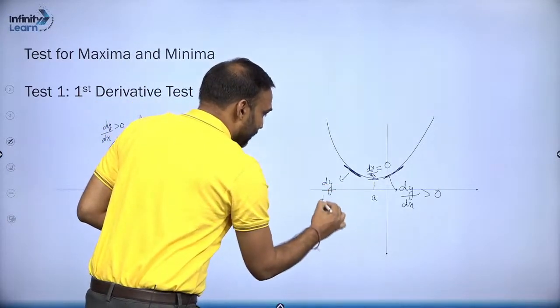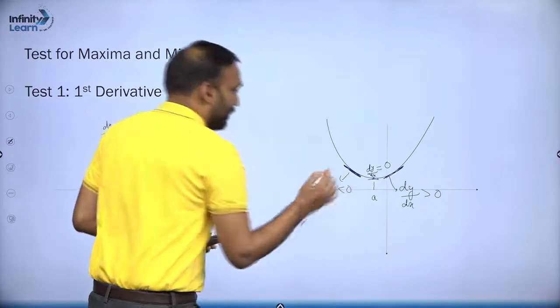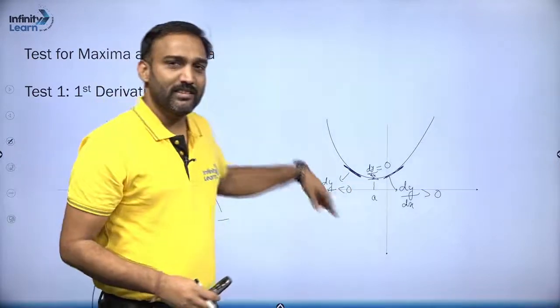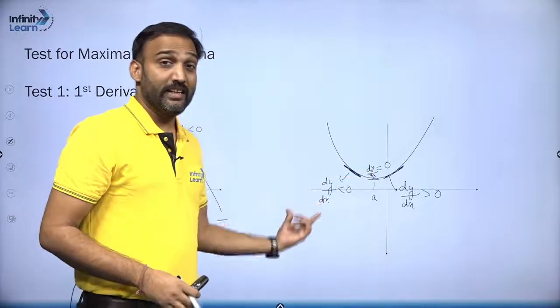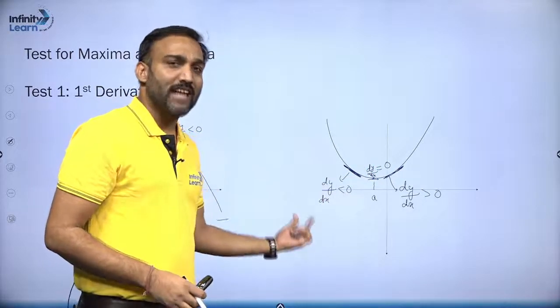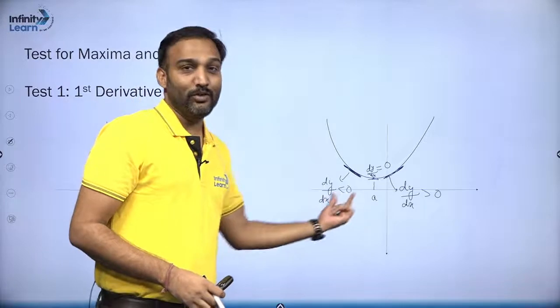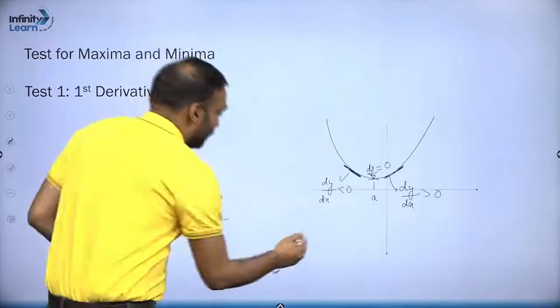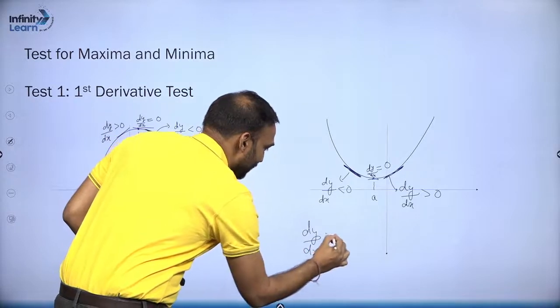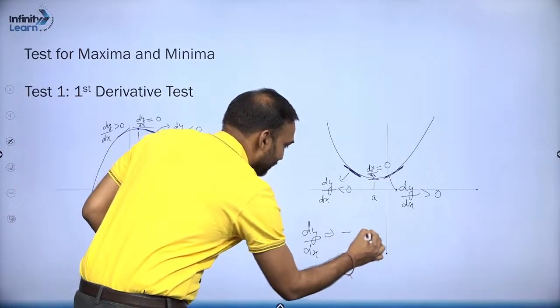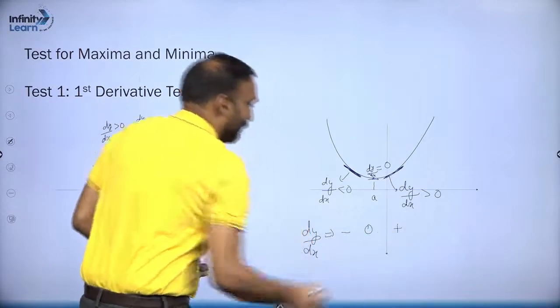So I can write dy by dx is negative. Now if you observe, when there is a local minima at that particular point x is equal to a, the dy by dx is changing its sign from negative to 0 and to positive. So if there is a local minima, what do we have to remember? Dy by dx will change its sign from negative to 0 and to positive.